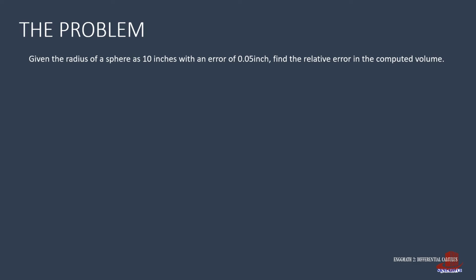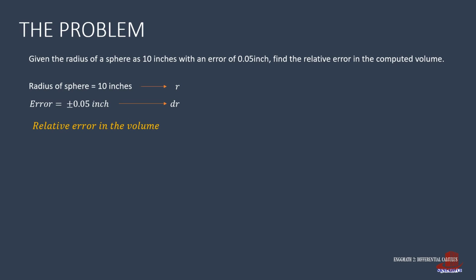Identify the given parameters. First is the radius of the sphere taken as 10 inches. This is notated as r. Then there is the plus or minus 0.05 inch error. This is an error in measuring the radius, so this is tagged as dr. We are to look for the relative error in the volume, as there is a discrepancy in measuring the radius. So this unknown can be written as dv over dr.